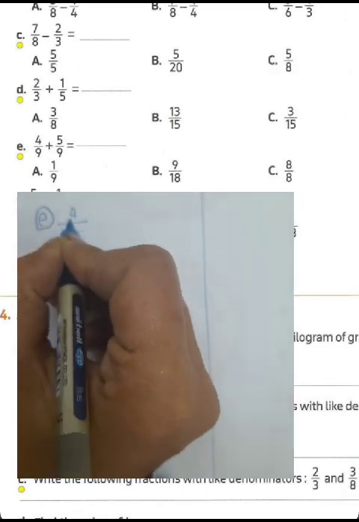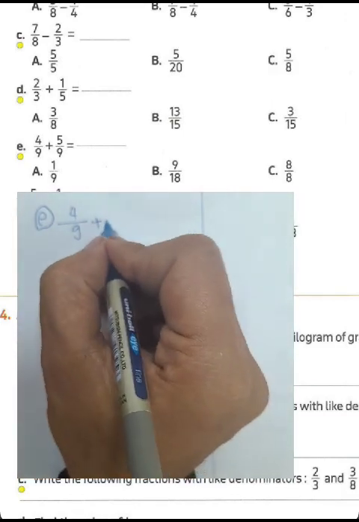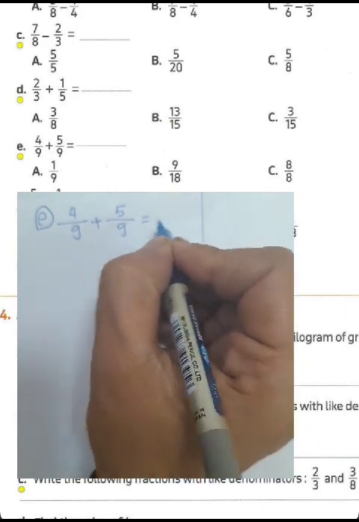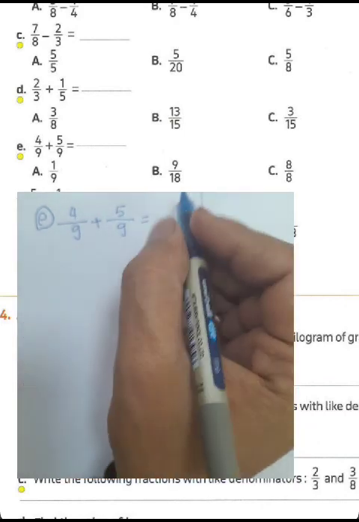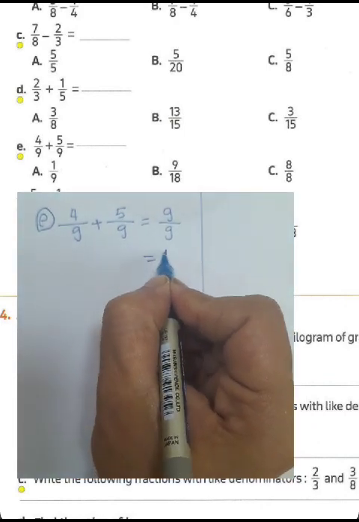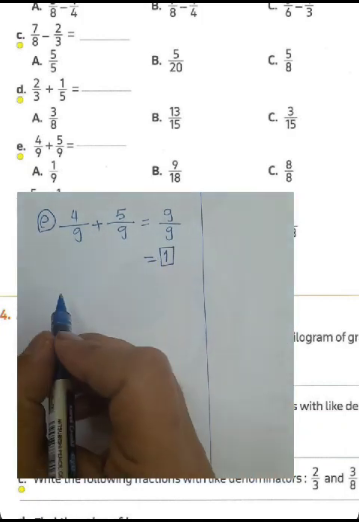Next question, letter E. 4 over 9 plus 5 over 9. We can write 9 in the denominator. 5 plus 4 will be 9. 9 divided by 9 equals 1.